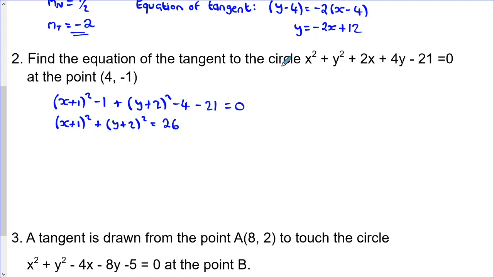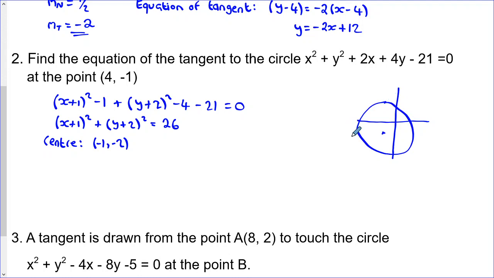The length of the radius isn't of any use for this. We do need these two things, because we now know where our centre is. The centre is at -1, -2. So again, just a little diagram, not necessary. -1, -2. Not the best circle, but it suits our needs. 4, -1 over here somewhere. So we're looking for this tangent coming down here.